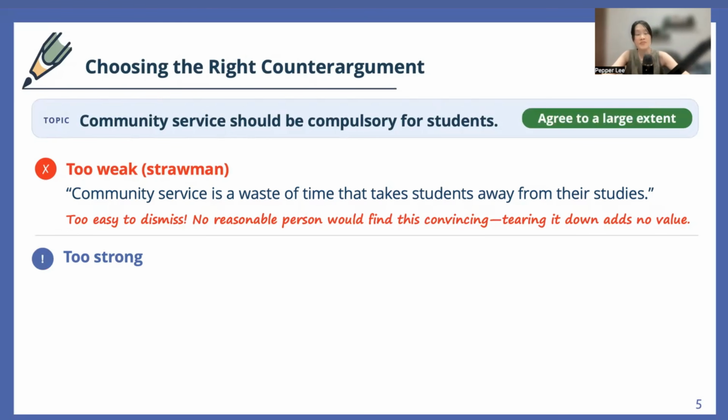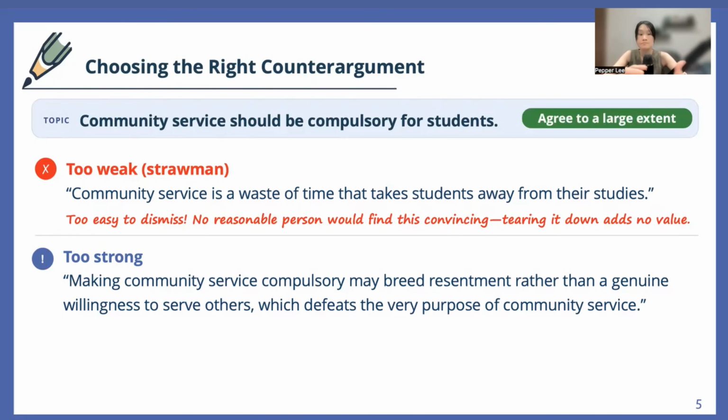Now, what would be something that is too strong? Something like this, perhaps. Making community service compulsory may breed resentment rather than a genuine willingness to serve others and to serve the community, which then defeats the very purpose of community service.